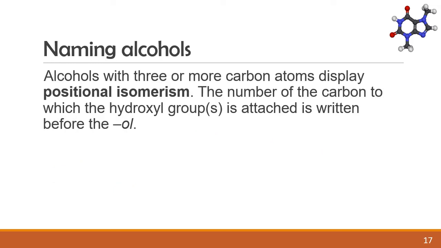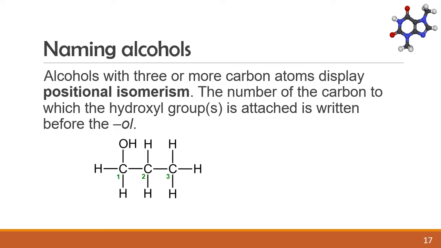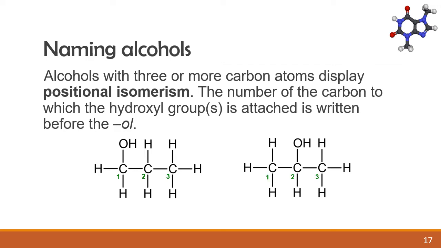Alcohols with 3 or more carbon atoms display positional isomerism. Thus, to avoid confusion, the number of the carbon to which the hydroxyl group is attached is written before the OL. This is a 3-carbon alcohol called propanol. The OH is attached to carbon 1. This is also a 3-carbon alcohol called propanol, but the OH group is attached to carbon 2. To avoid confusion between the two compounds, we name this one as propan-1-ol and this one as propan-2-ol.